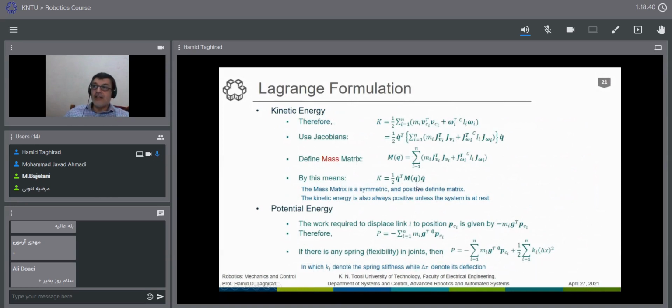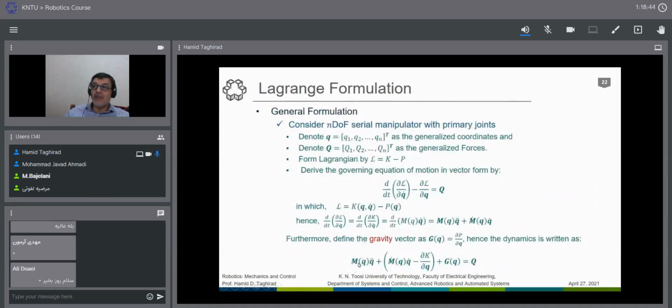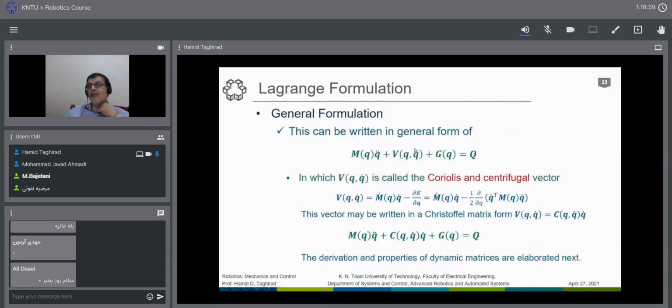And then we have M and P here. We take the derivative of that. We find the M and the G vector here. And then we go to find the V vector. The V vector is found by these two terms, and we call it the Coriolis and centrifugal vector.